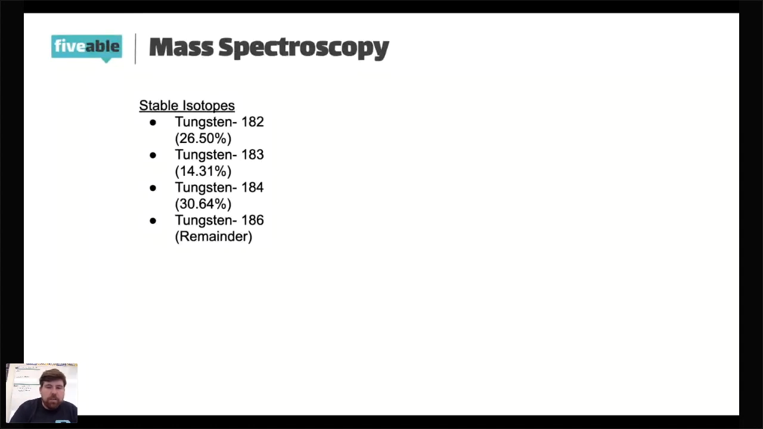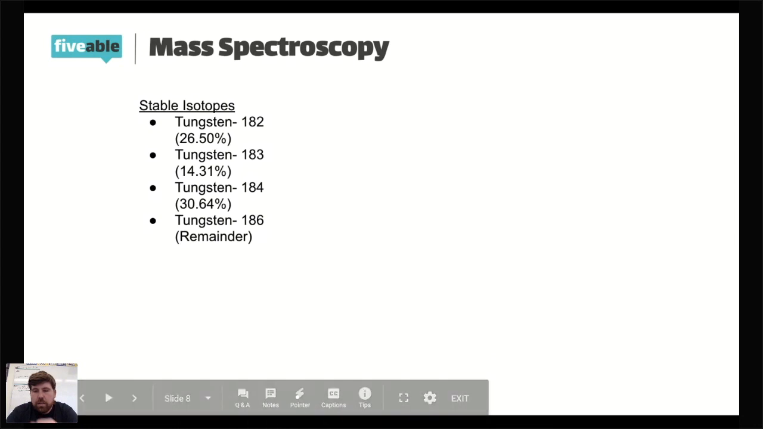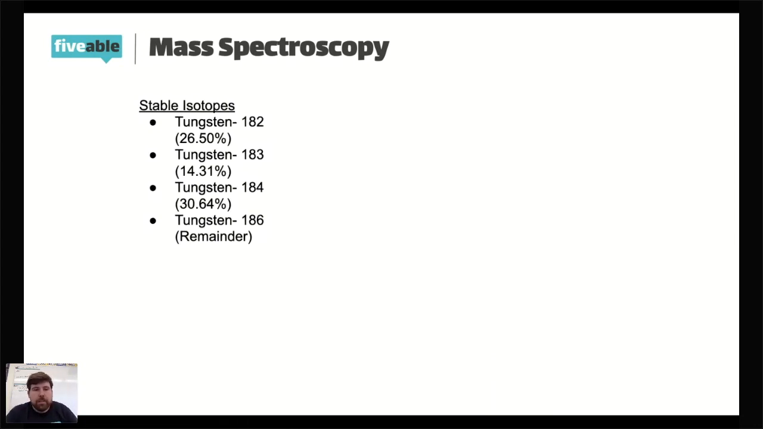I'll do this myself. We know it's 26.5 plus 14.31 plus 30.64. All percentages add to 100%. So yeah, Connor, it looks like you got it. If we subtract this from 100, you're going to get 28.55. It might have just been a decimal thing, or sometimes when I calculate mine, I get them wrong. So 28.55 should be the answer. Cool.